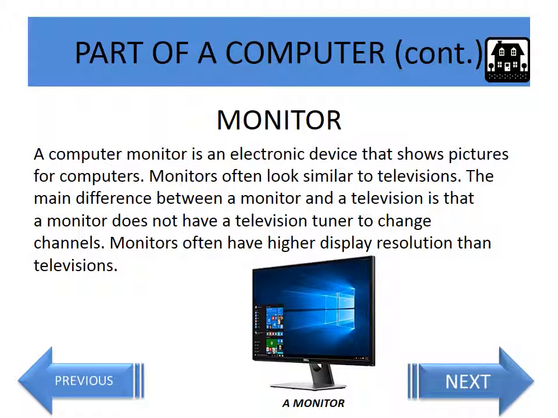Now we move on to the monitor. What is a monitor? A monitor is an electronic device that shows pictures for computers, just like your TV screen at home. A monitor will portray the input data that you entered, where you are expecting an outcome from the computer. A monitor will give you the visual experience of it. The main difference between a monitor and a television is that a monitor does not have a television tuner to change channels. Monitors have higher display resolution than television.